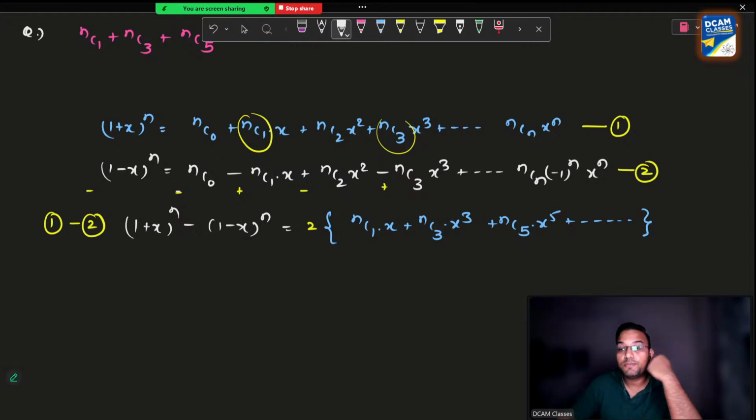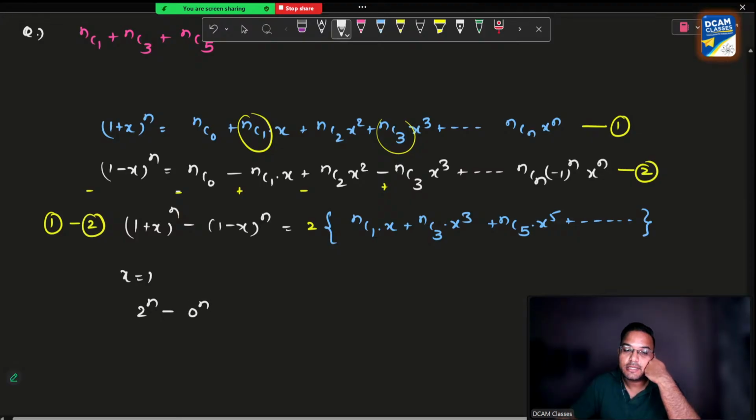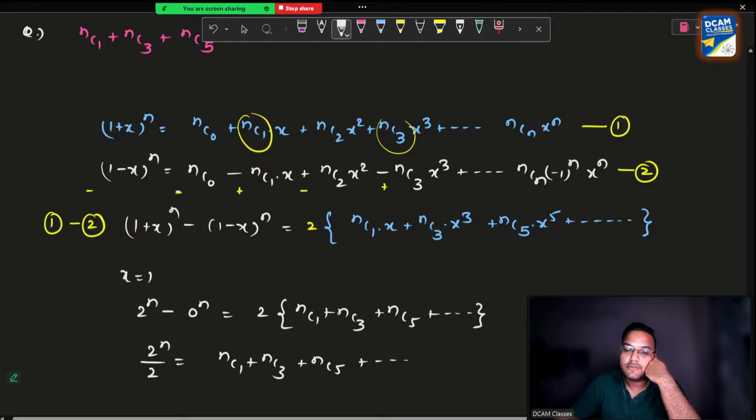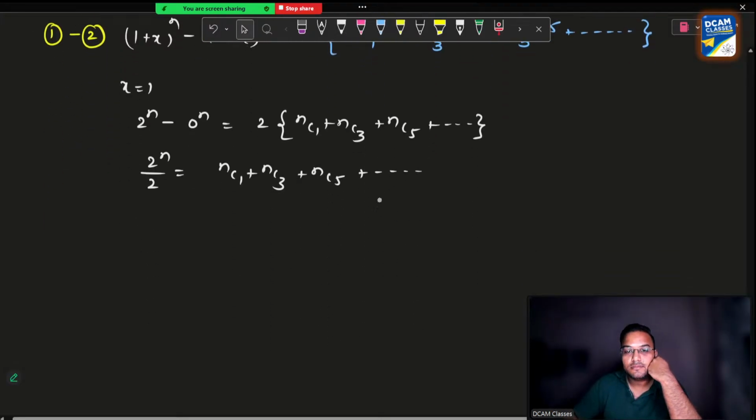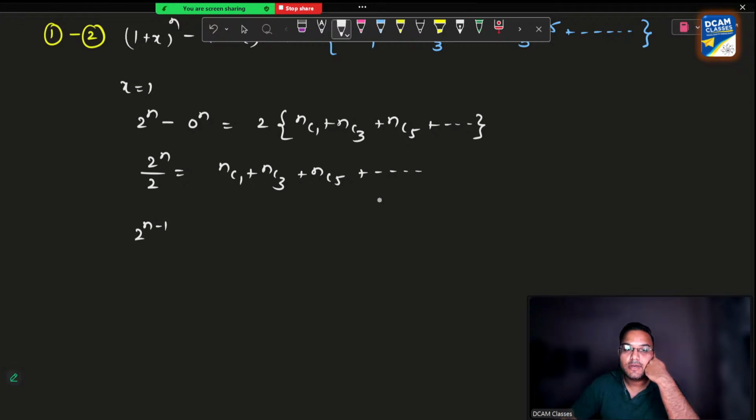So now if you put x is equal to 1, you will get 2 power n minus 0 power n, so it doesn't matter. 2 into (nC1 plus nC3 plus nC5, and so on up to this). So 2 power n divided by 2 will be nC1 plus nC3 plus nC5, and so on. That will be 2 power n minus 1, equal to nC1 plus nC3 plus nC5. So the result will remain the same.